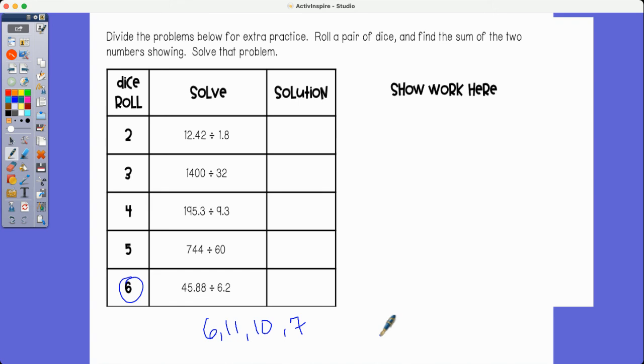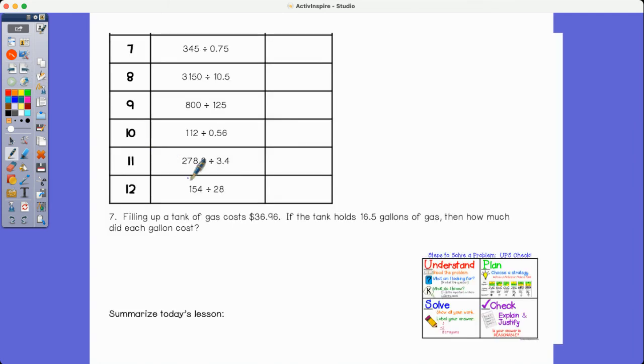I need to see 6, 11, 10, and 7 completed for class tomorrow. The other one that you do not have a choice on is this one right here, the understand one. I need you to do your UPS check and show me how you solve this problem, okay? So that was 6, 7, 10, and 11. You may do extras just for practice, but please make sure you summarize your lesson. You use your UPS check for number 7. You guys have a great night, and I will see you tomorrow.